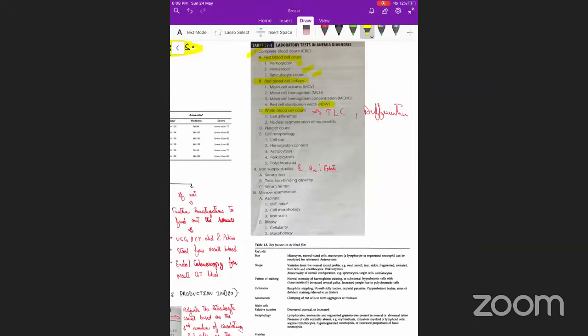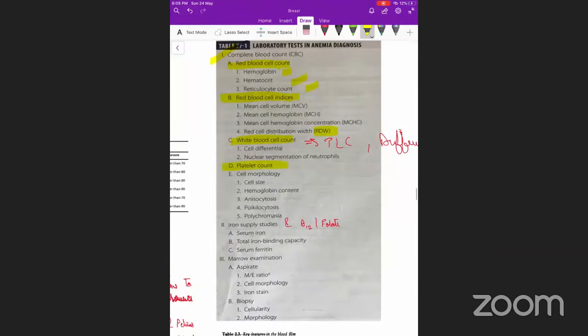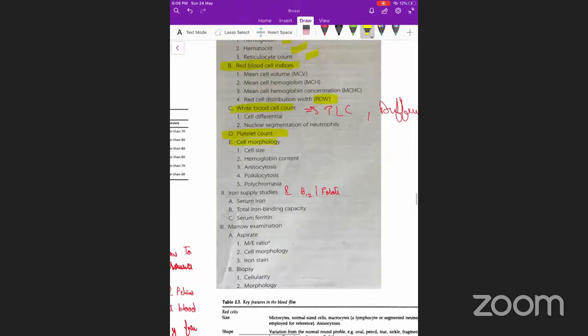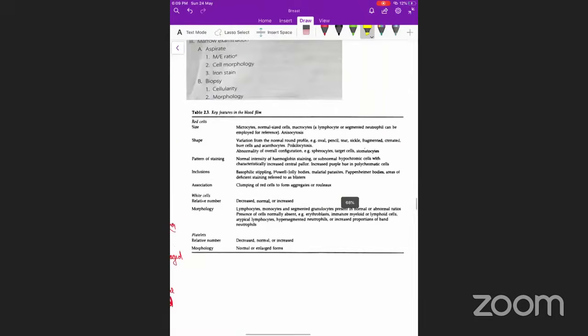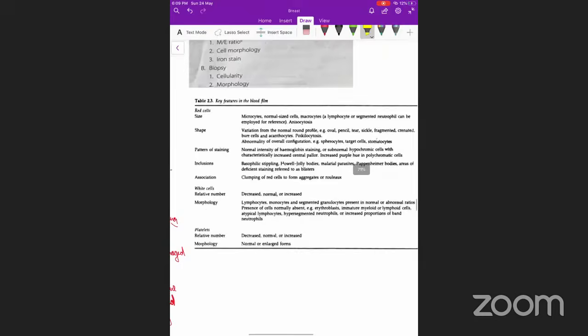Next one is platelets. CBC, what all are the usual laboratory tests in anemia? In CBC, you will have RBC, platelet count, and RBC indices, which you can derive from the RBC itself. Then comes the peripheral smear. Peripheral smear, what all do you look at in a peripheral smear? These are the findings which you can look for in a peripheral smear.